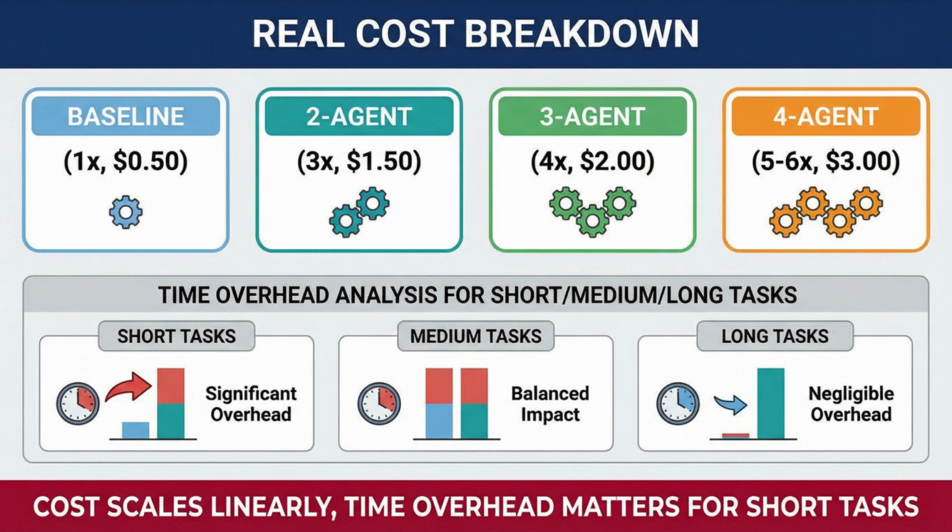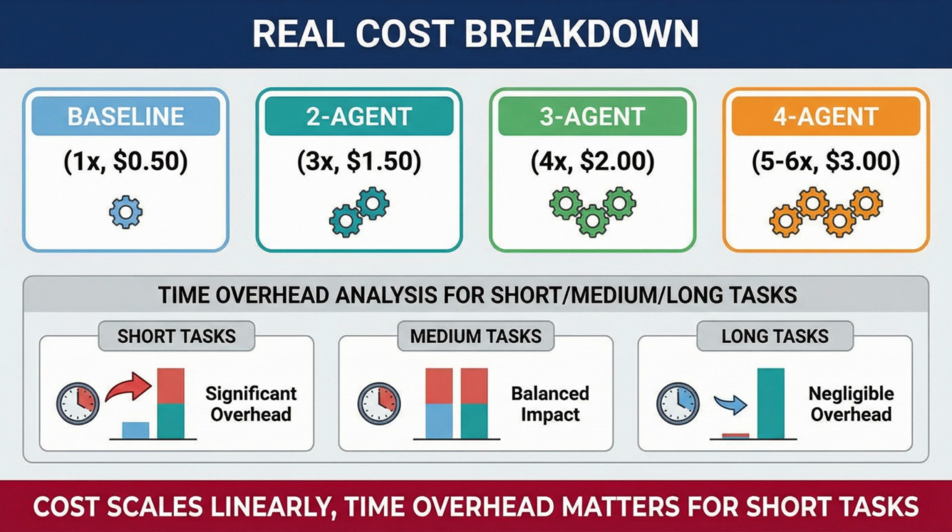Let's talk about real costs. A 3-agent team runs at approximately 4 times baseline cost. Your normal Claude Code session might use 50,000 tokens, costing 50 cents. That same work with 3 teammates uses 200,000 tokens, costing $2. The cost multiplies because all agents run in parallel. Time investment adds cost too.